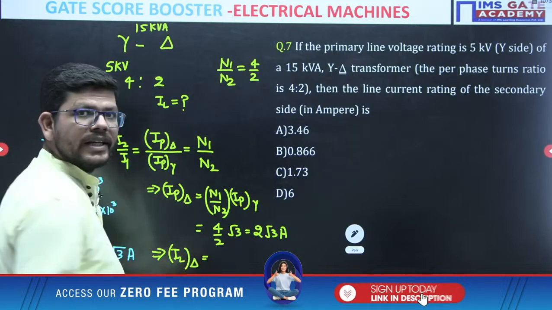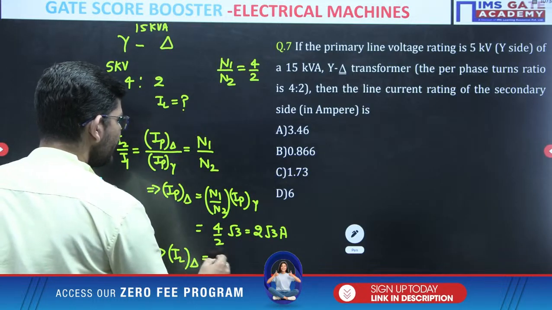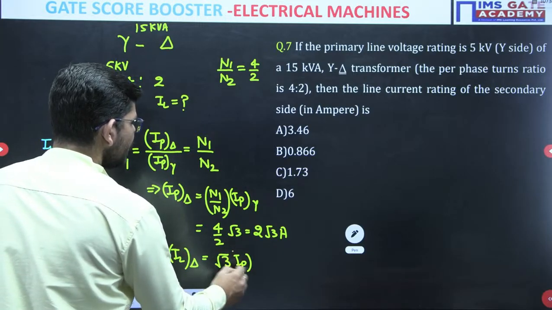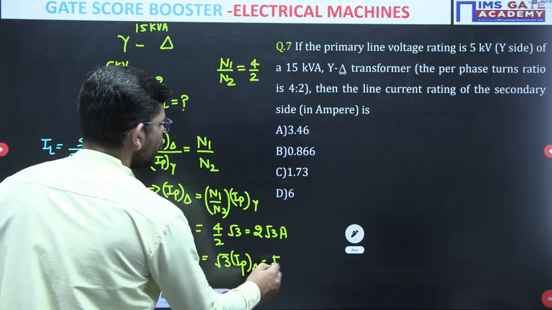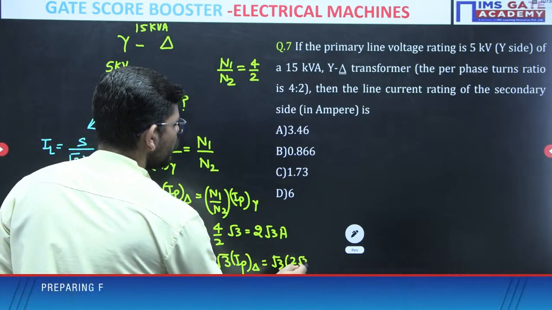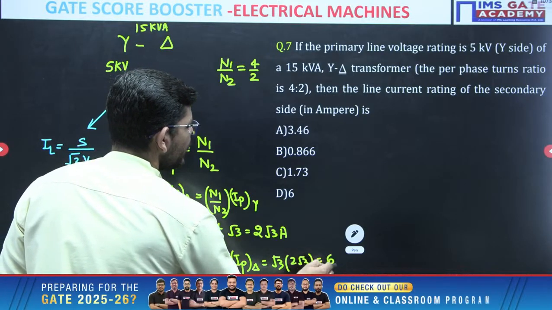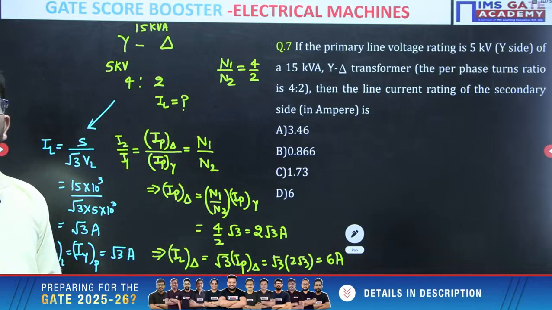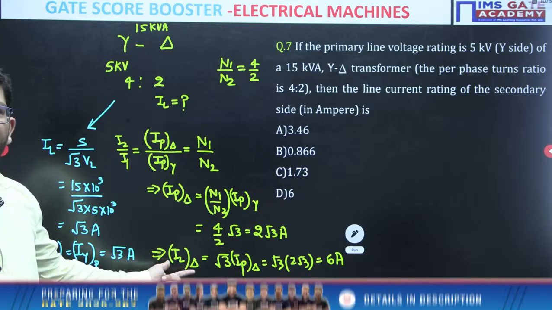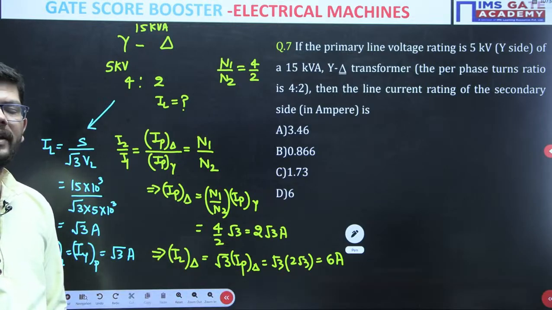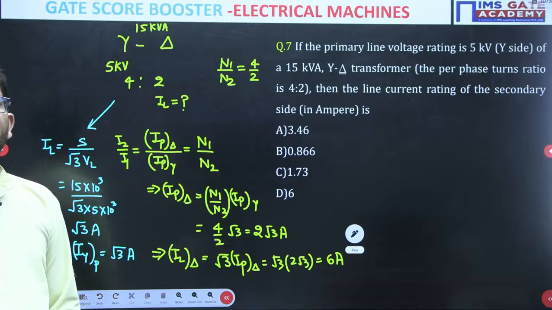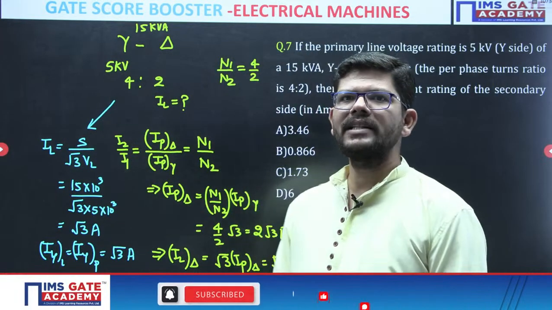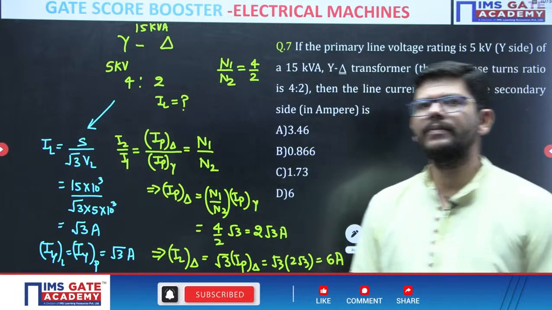Line current and phase current are different. On the delta side, the line current will be root 3 times the phase current. So root 3 times 2 root 3, then what will be the answer? 6 ampere. I think you have not calculated the line current, right. On the delta side, line and phase currents are different. So whether 6 is the answer or 3.46 is the answer.